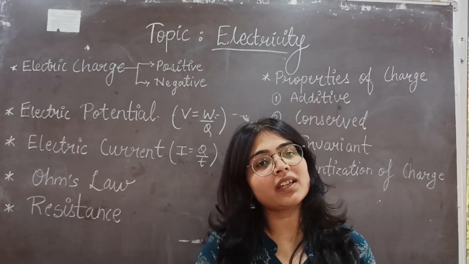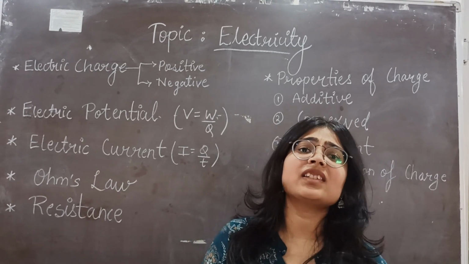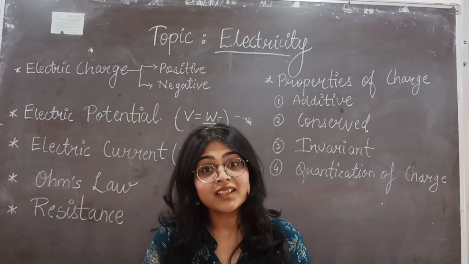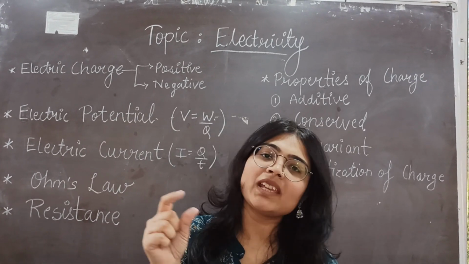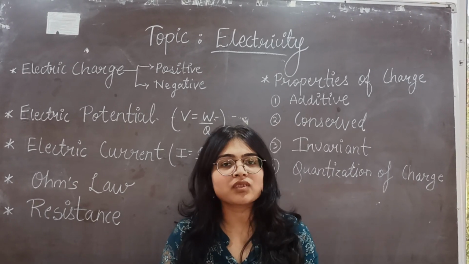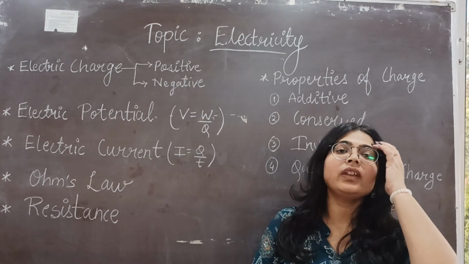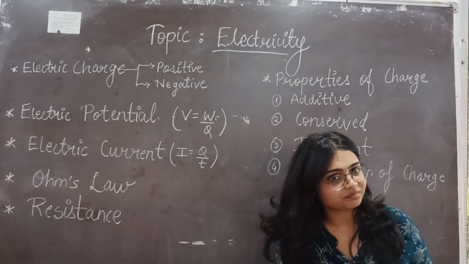Now we are going to learn about electric charge. What is electric charge? Electric charge is a fundamental property of matter that exhibits force and plays a role in an electric or magnetic field. We can say there are two types of charges: positive charge and negative charge. So we are going to learn about the properties of charge.